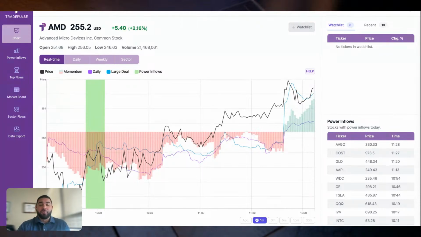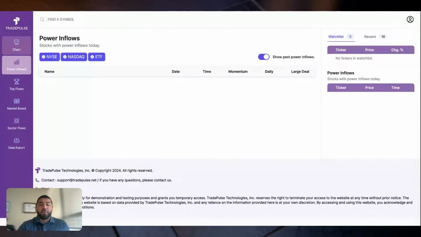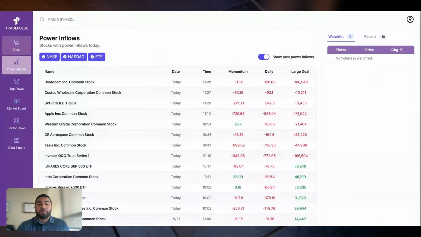So this was just one example. You see on the right-hand side here, we have our power inflows. These are the 10 to 15 stocks that I mentioned earlier that have generated that signal. You can see them listed here. So if you ever wanted to check out which ones have generated that signal on a particular day, you can see the list here. We also have a power inflows section over here. If you were to click on that, you'll see a list of all the different power inflows that we've generated today as well. So you can see how they're performing.